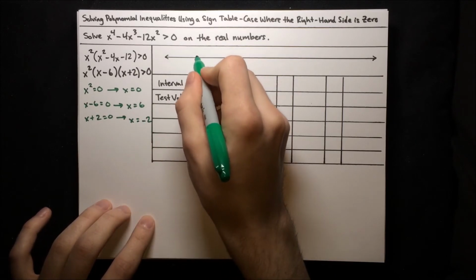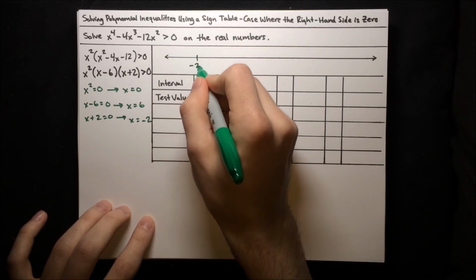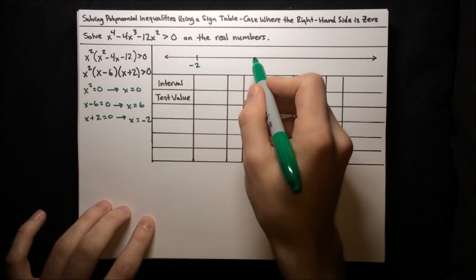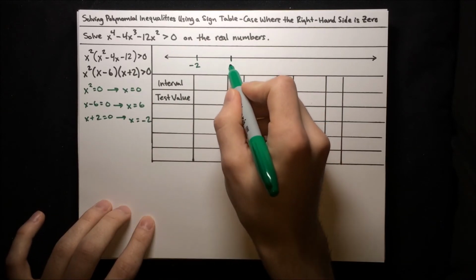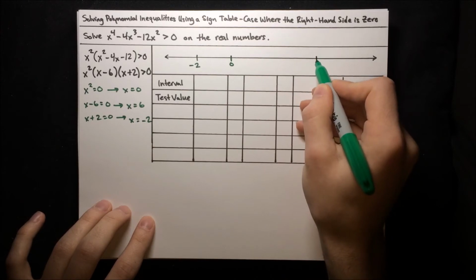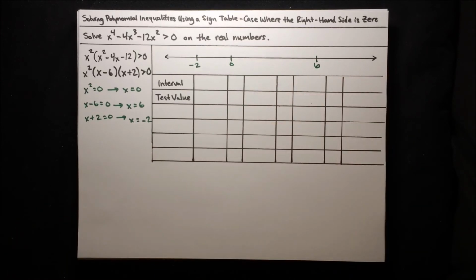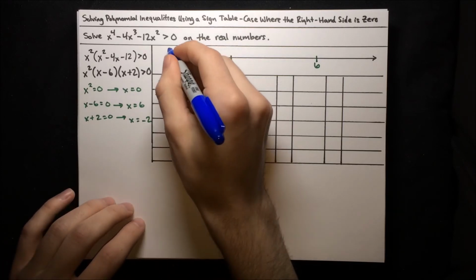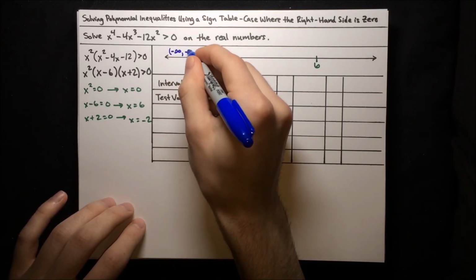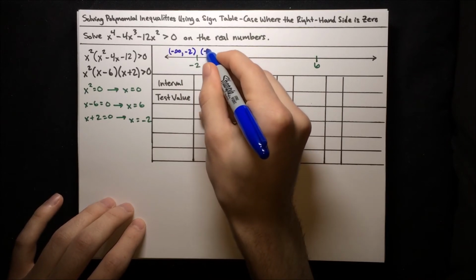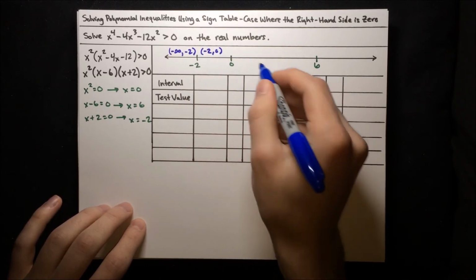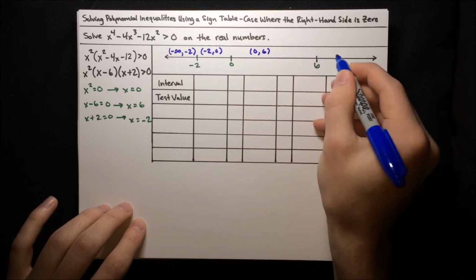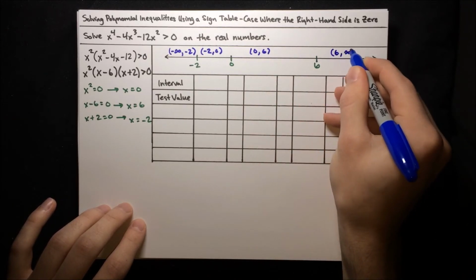Negative 2 is the leftmost. We'll put that right here, negative 2, and then 0. We'll put that right around here, 0, and then 6 will be way over here, 6. We've also got our intervals from negative infinity to negative 2, and then from negative 2 to 0, and then from 0 to 6, and then from 6 to infinity.